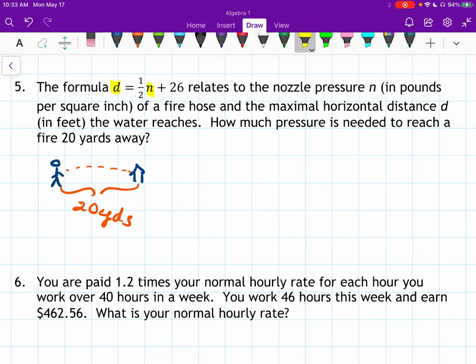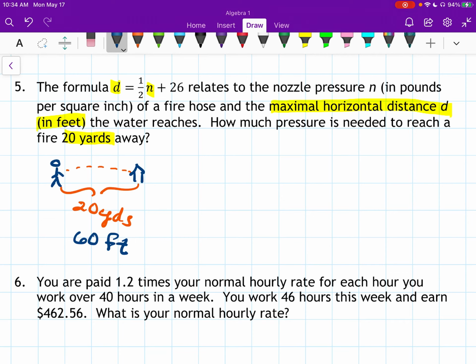Now, one of the things that we're going to need to notice here is the units. It says that it's 20 yards away, but it says here the maximal horizontal distance D in feet. So for starters, let's convert yards to feet. And we should know that there are 3 feet in every yard, right? So I'm going to say 20 times 3 is going to be, what is that going to be? 60 feet. So we're trying to shoot the water 20 yards or 60 feet, right? That's the same thing.